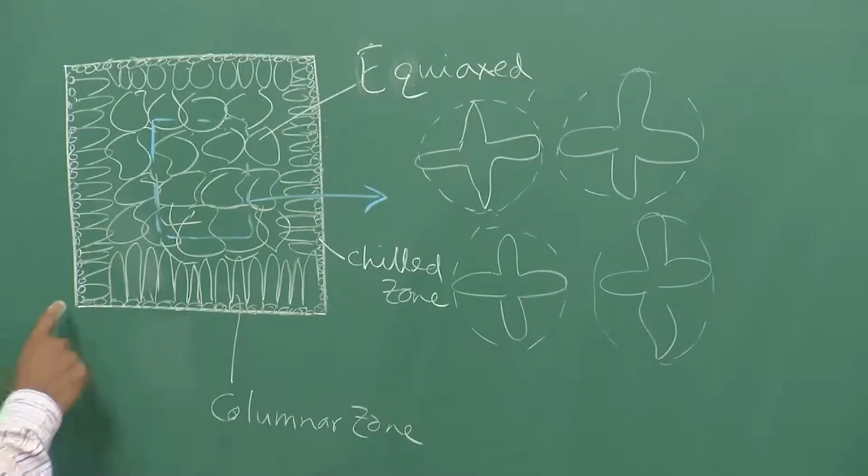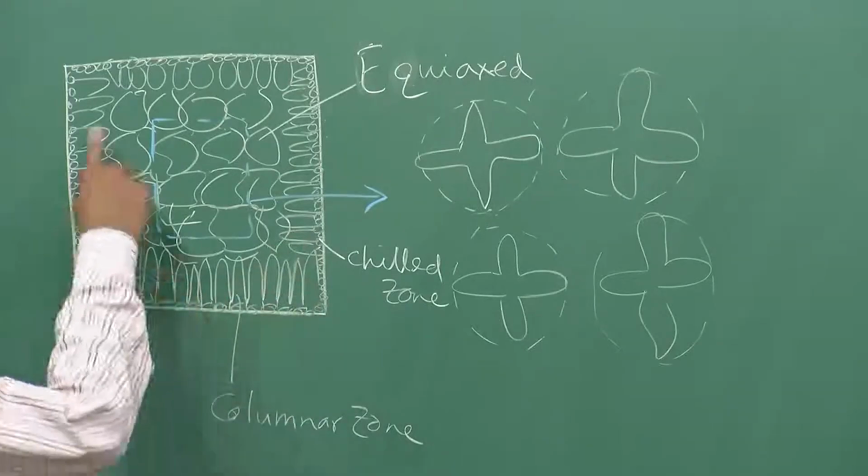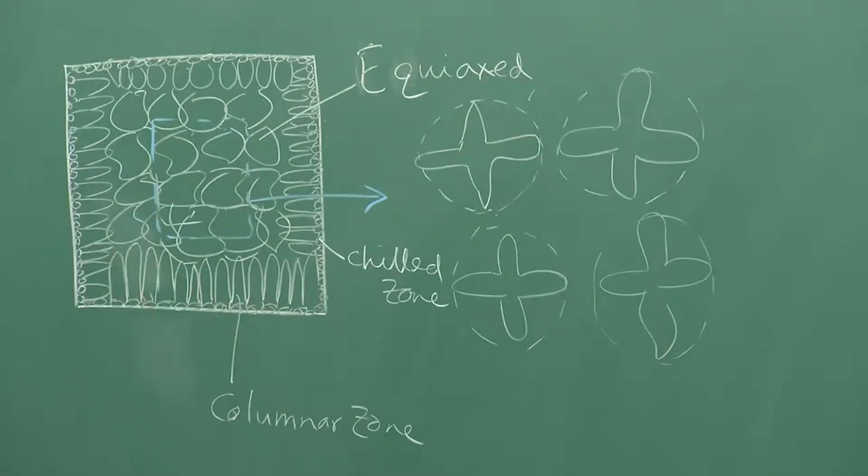In many cases you will see the columnar zone is present along with the chill zone, and the equiaxed zone may not be present. That depends upon how the heat transport actually happens in the mold, from the liquid to the mold wall to the outside. That depends on the different alloy type also, because the conductivity of the solid will also dictate the way heat is transported, the KL terms or KS terms which I have given in the equations earlier.